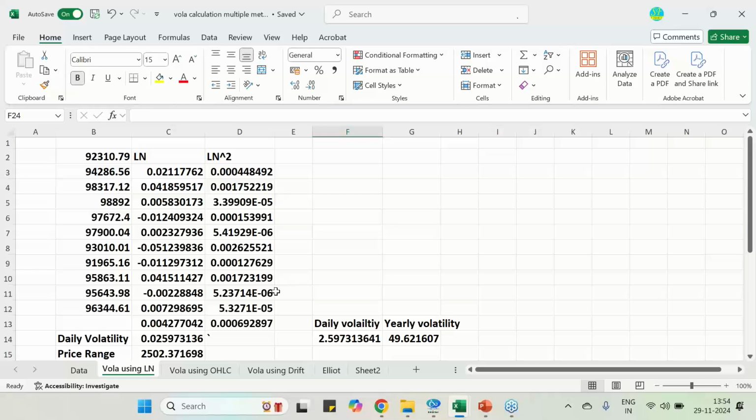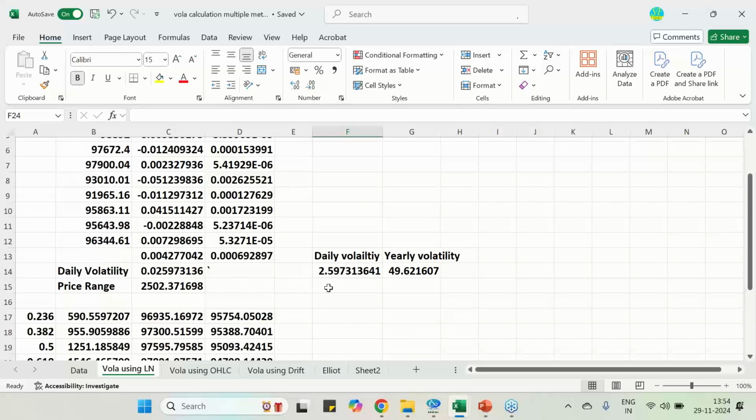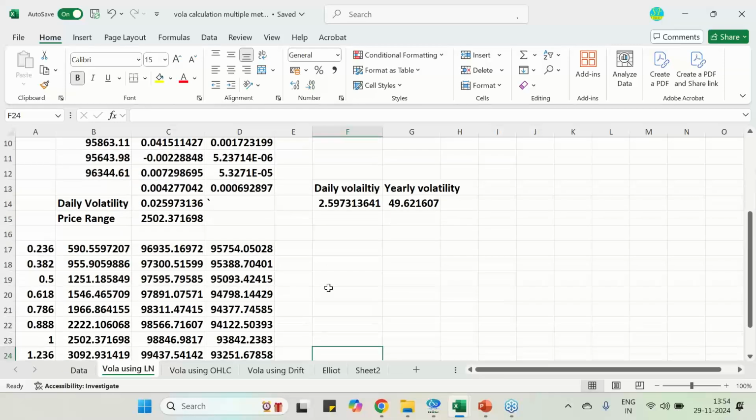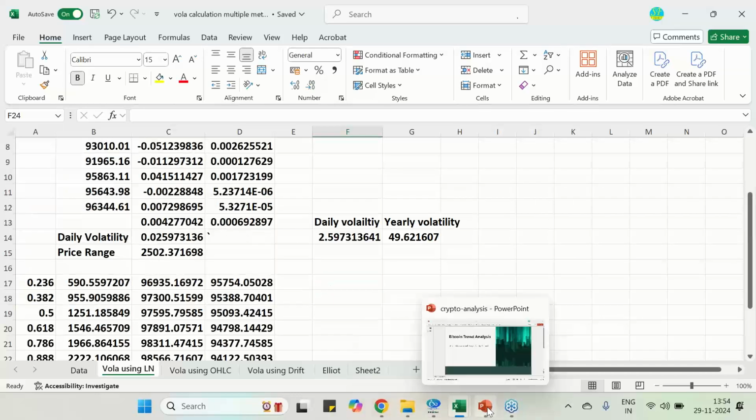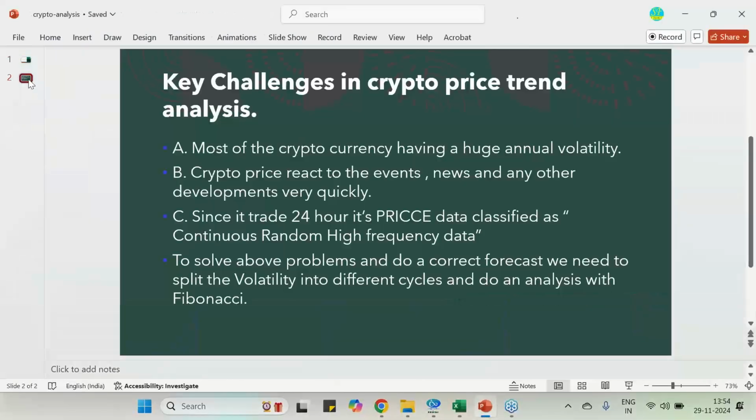So I have taken Bitcoin to analyze, and some exceptions and changes are there. We have to make those changes. To know about these changes, first we need to understand the challenges we have while analyzing these crypto prices. Whenever we are analyzing cryptocurrency, we need to understand what that instrument is.